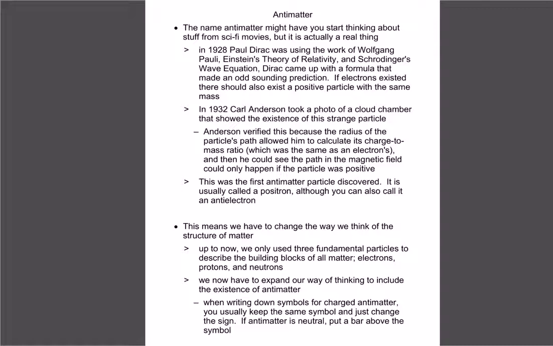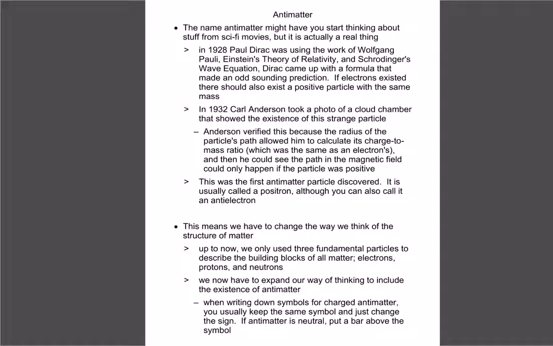And later on in 1932, we saw a cloud chamber picture like we saw in the last lesson that looked like two exact same things, but one went in the opposite direction, which would mean that it would be an opposite charge. So Anderson verified that this is indeed true using the radius and charge to mass ratios of the electron, and saw that it would be the same thing if it was the exact same item except a positive particle, and that was the first antimatter particle discovered. We tend to call it a positron because it's a positive electron, but we could also call it an anti-electron.